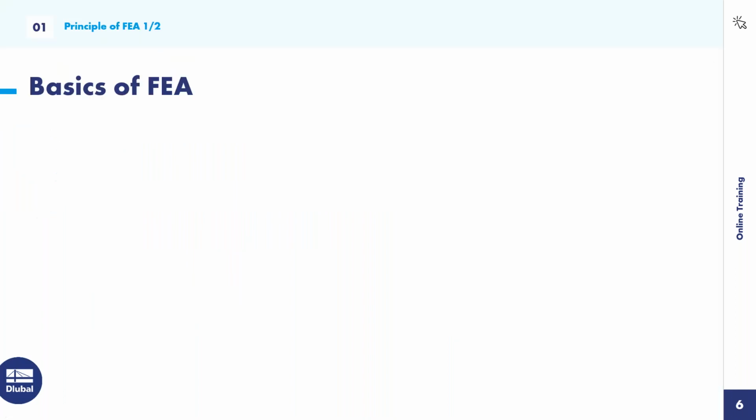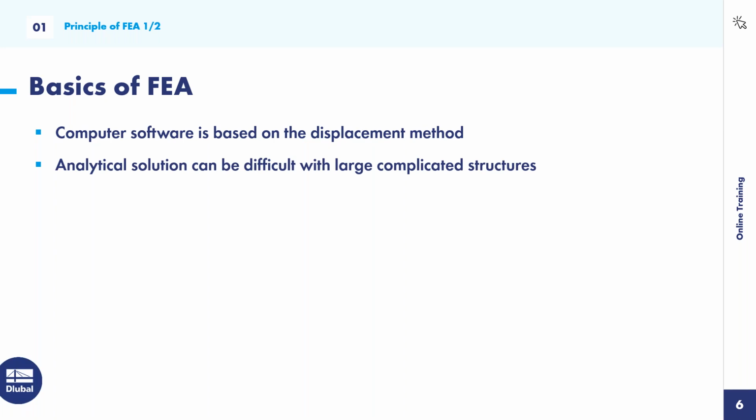So now we can just dive right into the first subject, which is the basics of FEA software. FEA software is mostly and usually based on the displacement method. Another method you may be aware of is the force method, where the unknown is the force and the internal forces can be calculated. With the displacement method, the unknown is the displacement. So to solve for this, the displacement vectors must be calculated, and then the internal forces and support reactions can be determined. So the main problem today is an analytical solution can be difficult to determine with large complicated structures.